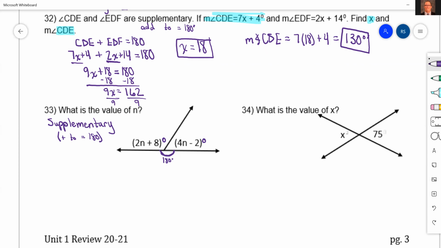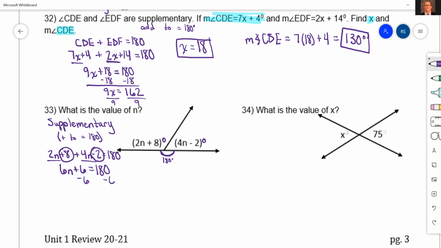So to solve for n, we have to add them together, set them equal to 180. So 2n plus 8 plus 4n minus 2 equals 180. Combine your n's. 2n plus 4n, 6n. Combine your numbers. 8 minus 2, plus 6 equals 180.